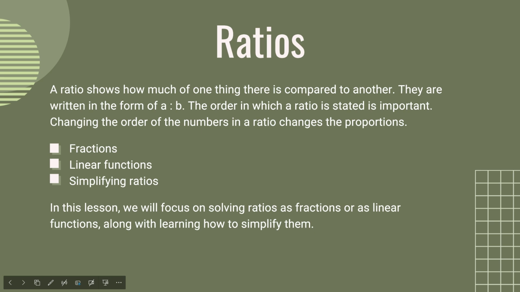So, what is a ratio? A ratio shows how much of one thing there is compared to another. They are usually written in the form of A to B. The order in which a ratio is stated is very important, because changing the order of the numbers in the ratio can change the proportions.